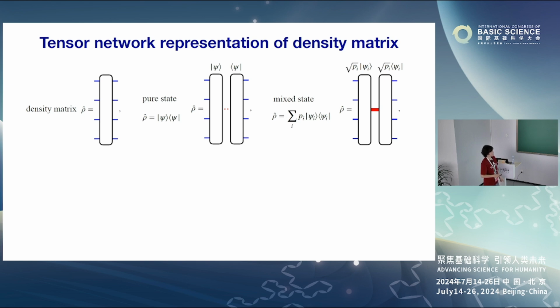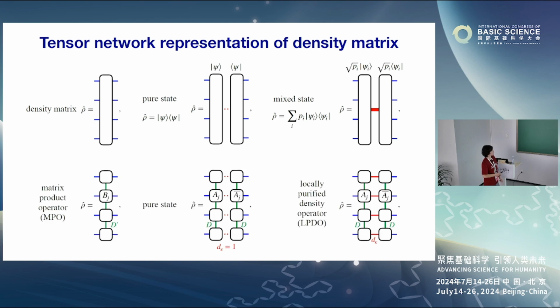For the mixed state, we have some superposition of different components. Here, the line between them has a larger bond dimension, depending on how many superpositions. So this is some graphical notation for the density matrix. Using a similar idea of tensor decomposition, we can further decompose the density matrix into many small parts. Let's say if we cut it from this figure, we get what is called the matrix product operator.